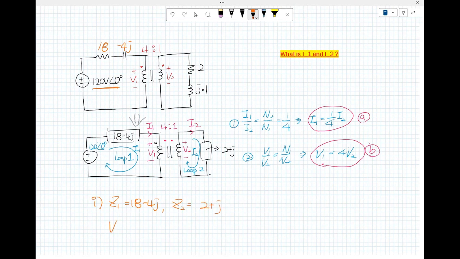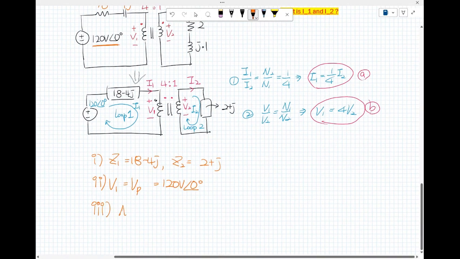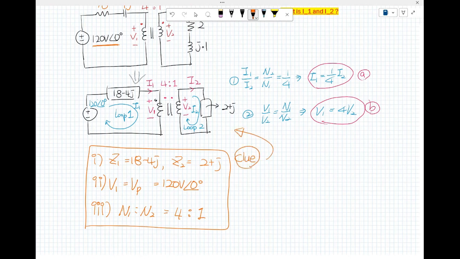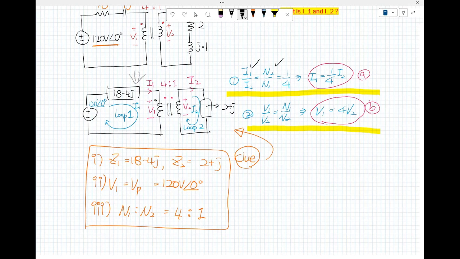Okay, and then V sub 1, or V sub p, is 120 volt at angle 0. And this ratio is the clue from the question. So from the clue, we can get the equations here, A and B. Makes sense? You follow with me? So I sub 1 over I sub 2 is equal to N sub 2 over N sub 1. So from here, I sub 1 is equal to 1 over 4 times I sub 2. And V sub 1 over V sub 2 is equal to N sub 1 over N sub 2. That is also what we have to do.